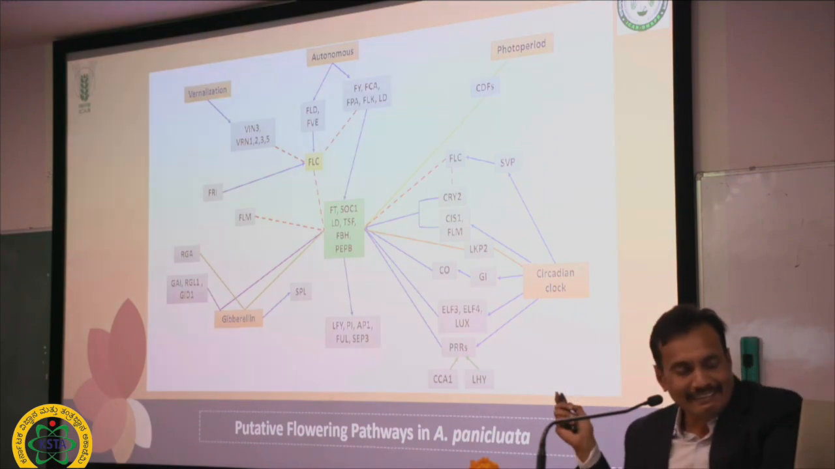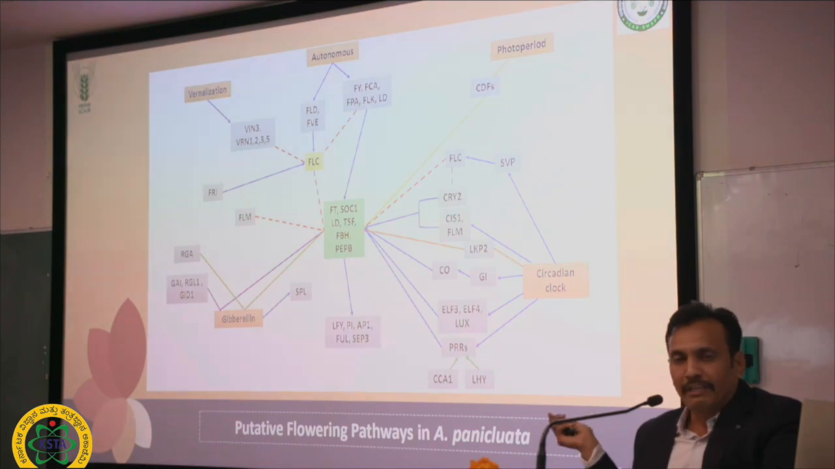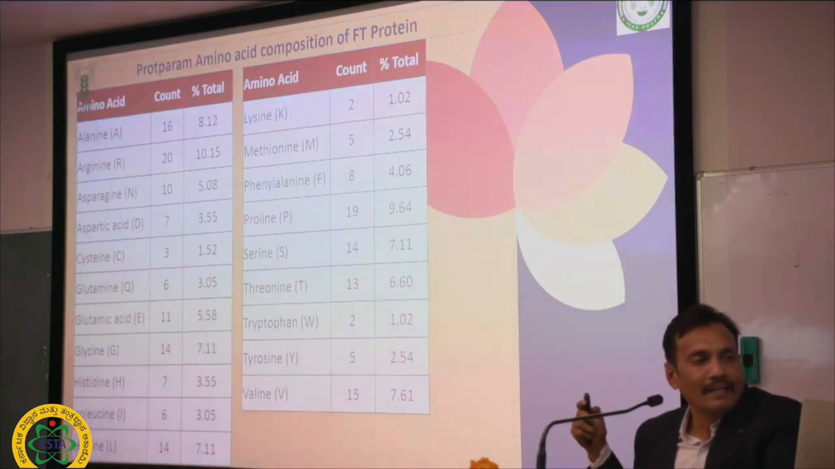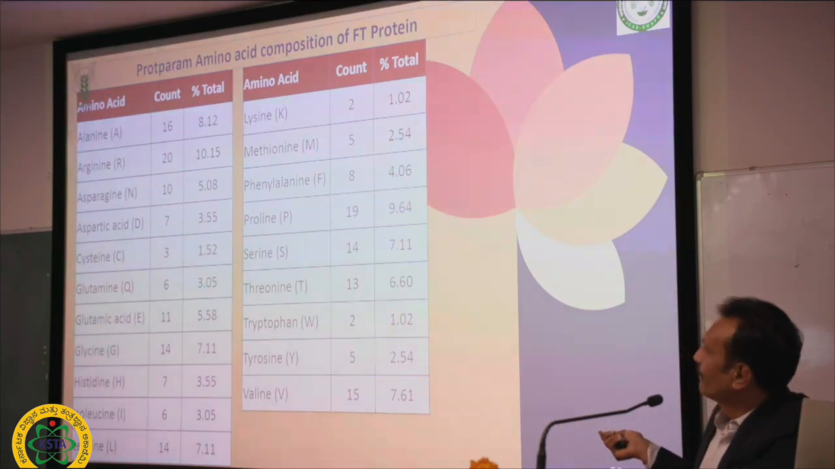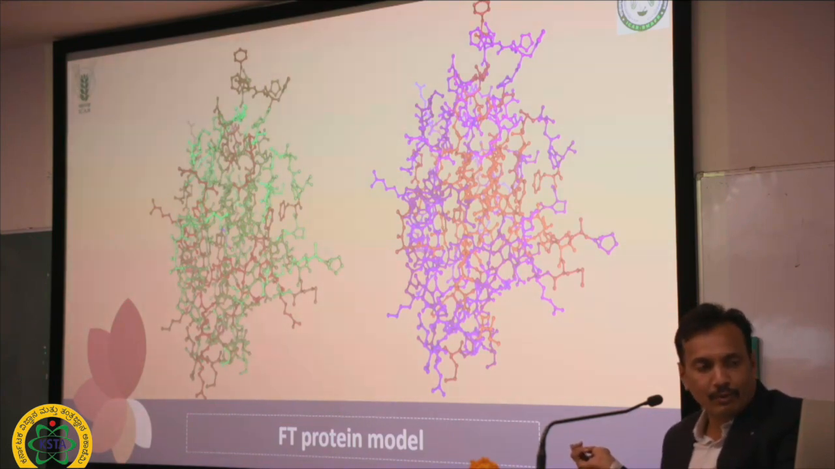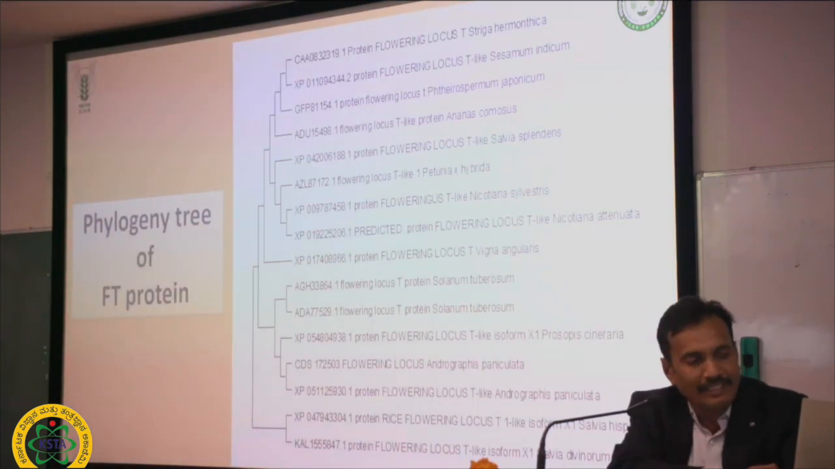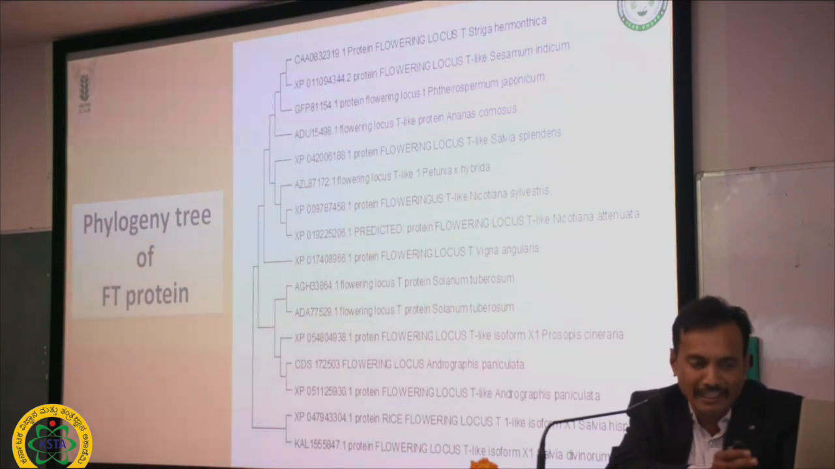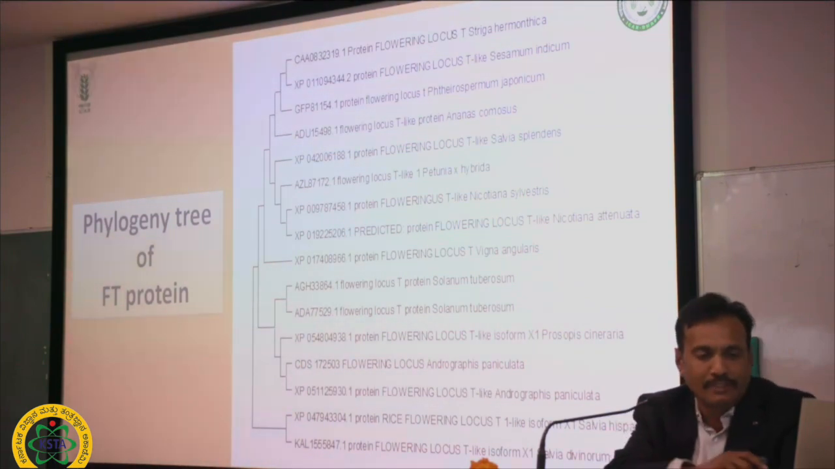Because the central gene is FT, we focused more on the FT gene. This is the ProtParam amino acid composition of the FT protein. An in silico model has been developed for this FT protein through I-TASSER software. Then a phylogeny tree was predicted, and the predicted protein was very similar to the already available Andrographis paniculata FT gene, and it was very closely related to Salvia hispanica.